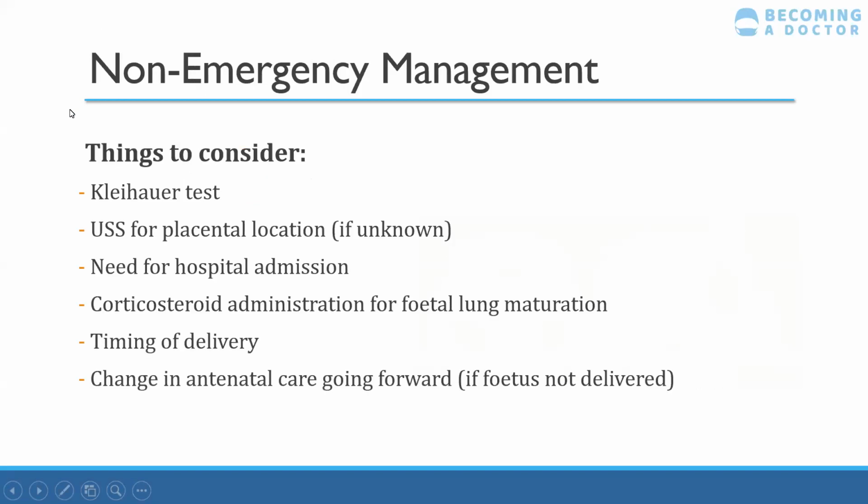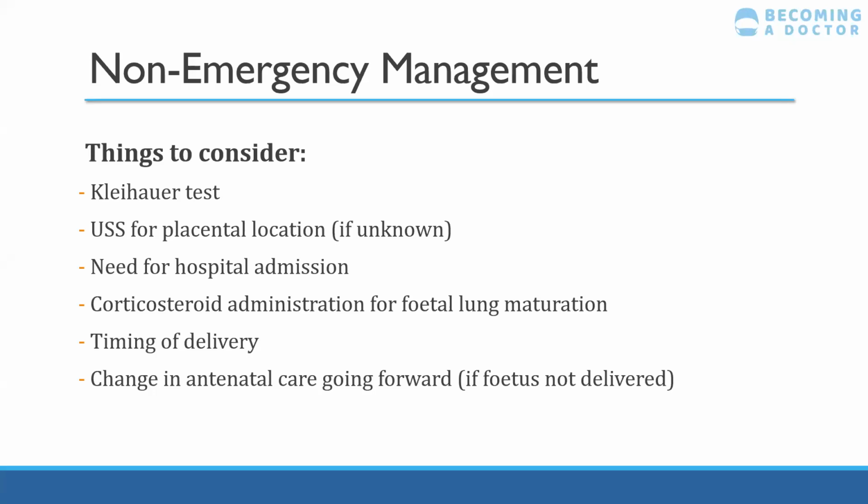Then we move on to the non-emergency management. These would be things to consider if there was no evidence of maternal or fetal compromise at all. The first one's a Kleihauer test. That's the test you would need to do for any woman who was rhesus negative. It's a normal blood test that you can take from mum, and it gives you a measurement of the amount of fetal hemoglobin in the maternal bloodstream. This will allow you to calculate the dose of anti-D that mum needs. And all rhesus negative women need anti-D if they have an antepartum hemorrhage, regardless of what the cause is.